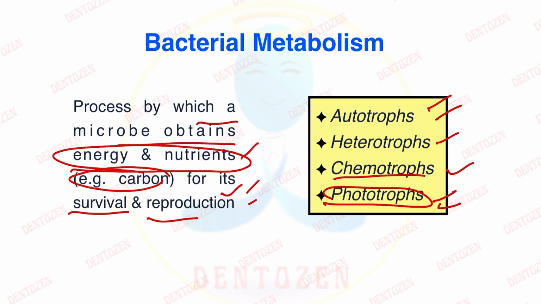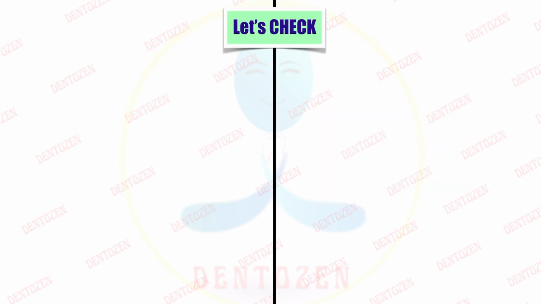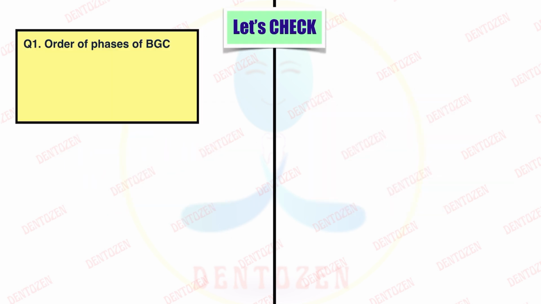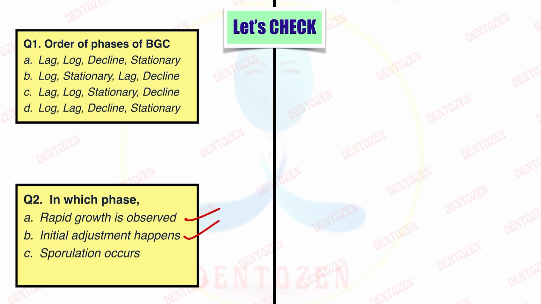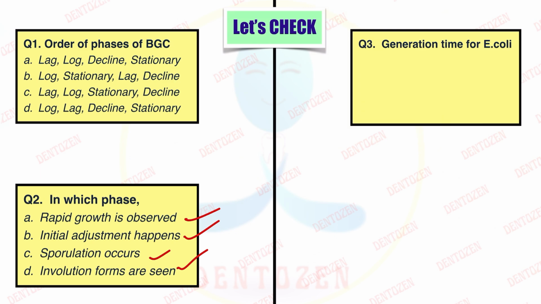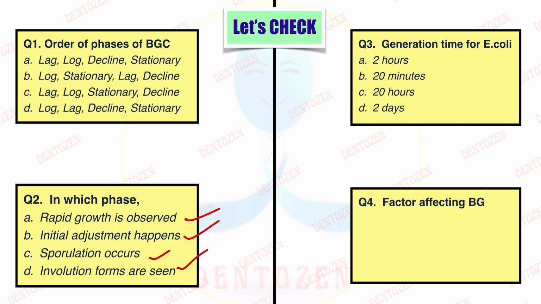Now let's check what have you learned. So what is the order of phases of bacterial growth curve? You have to pick the right order. Then second question, in which phase there is rapid growth, in which phase there is initial adjustment, in which phase sporulation occurs, and in which phase involution forms are seen. Question number 3, generation time for E. coli is 2 hours, 20 minutes, 20 hours or 2 days. And finally question number 4, factors affecting bacterial growth can be oxygen, temperature, moisture, or all of the above.